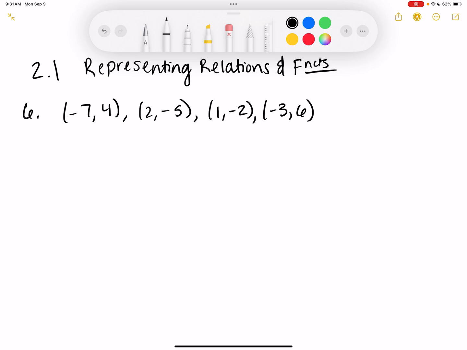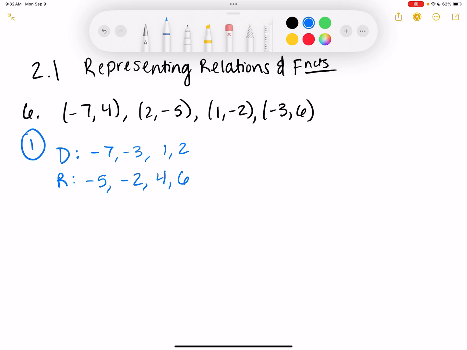All right, so first and foremost, domain and range. What are my domain values? -7, -3, 1, 2. That's why you do it, because you want it in order, right? What about range? -5, -2, 4, 6. All right, so that's the first thing I have to have.